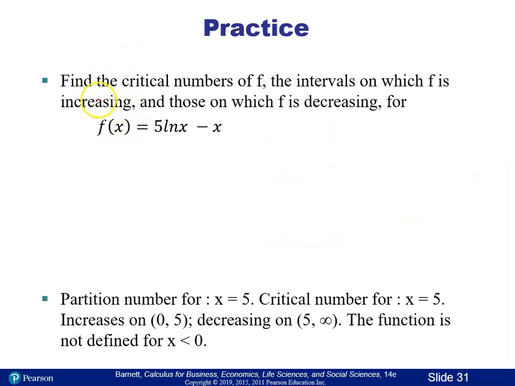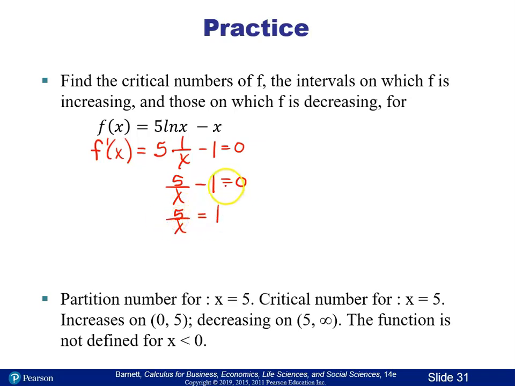Okay, if we look at this one, same instructions here. If we take the derivative, that's going to be 5 times the derivative of natural log of x, which is 1 over x, and then minus 1. So we want to look at 5 over x minus 1 equal to 0. I'm going to move the 1 to the other side, and then I'm going to cross multiply. So I'm going to multiply x times 1, and then 5 times 1. So x equals 5 is going to be our critical number.